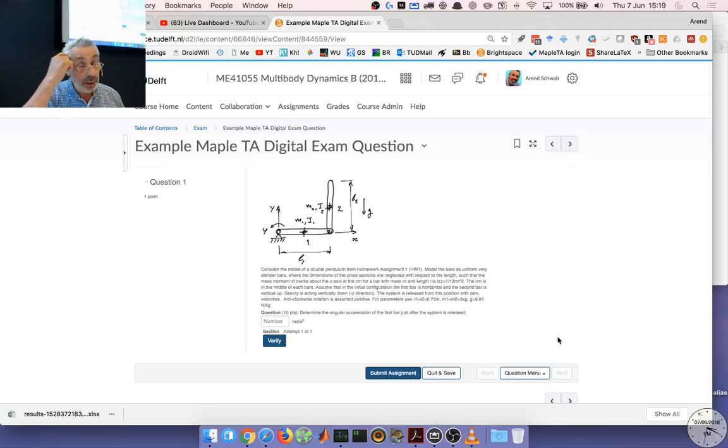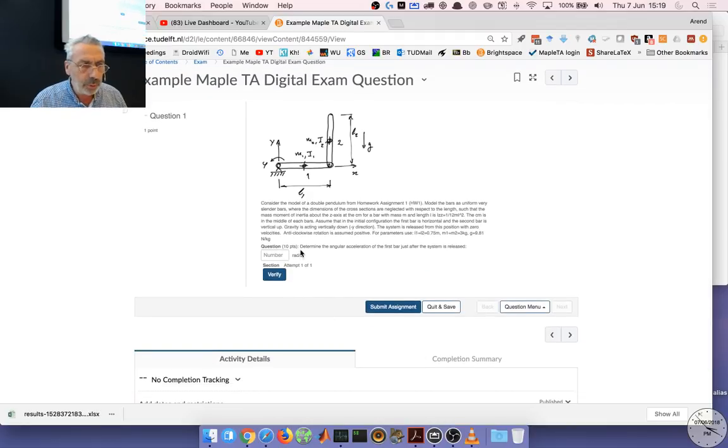So what do we see? We see it looks a lot like homework assignment 1. It's a double pendulum and then a lot of text. So 2 bars and then some mass moment of inertias are given, and then apparently some lengths and masses and anyway. And what do I have to do? Question: determine the angular acceleration of the first bar just after the system is released.